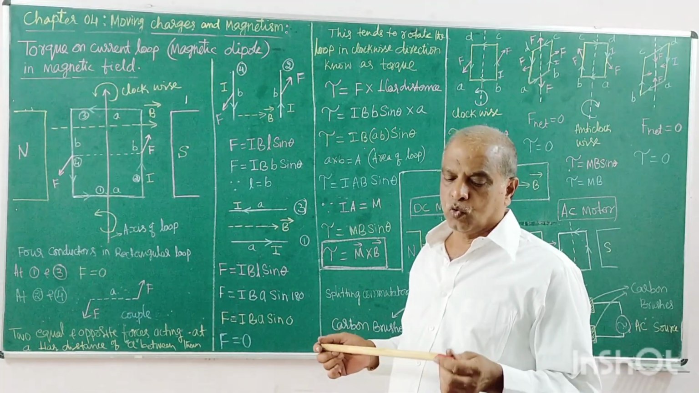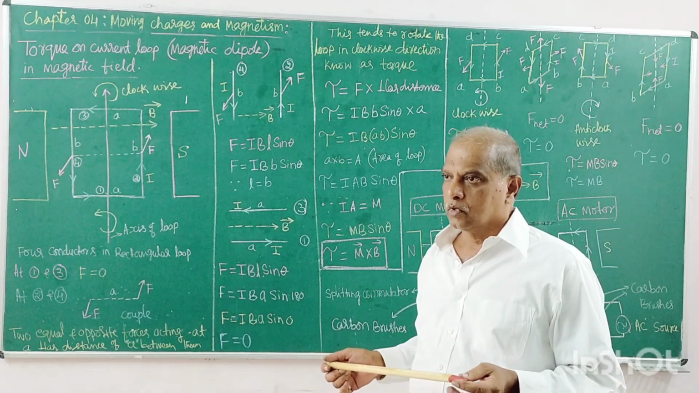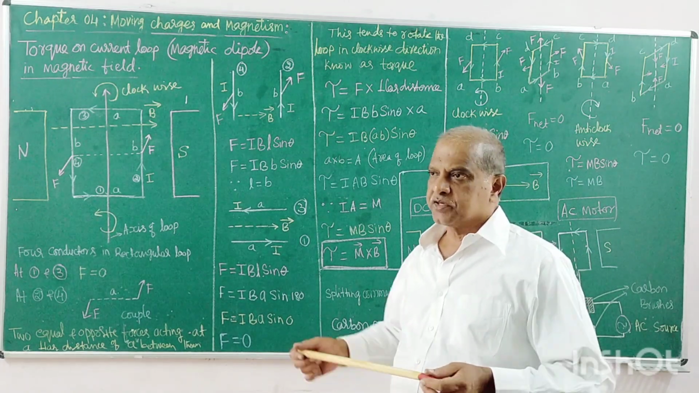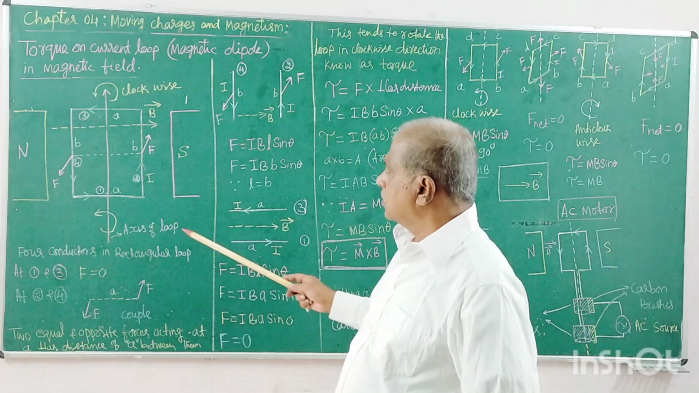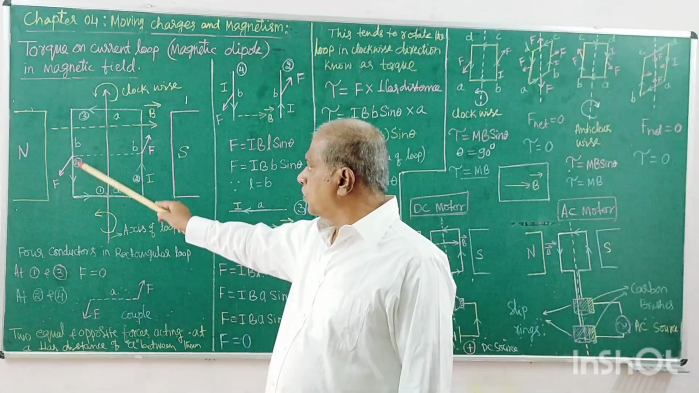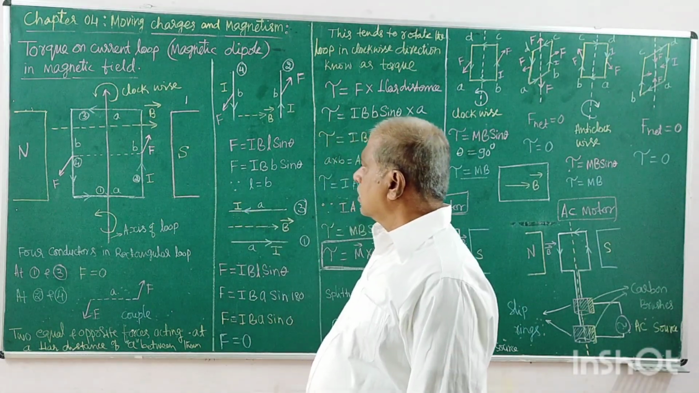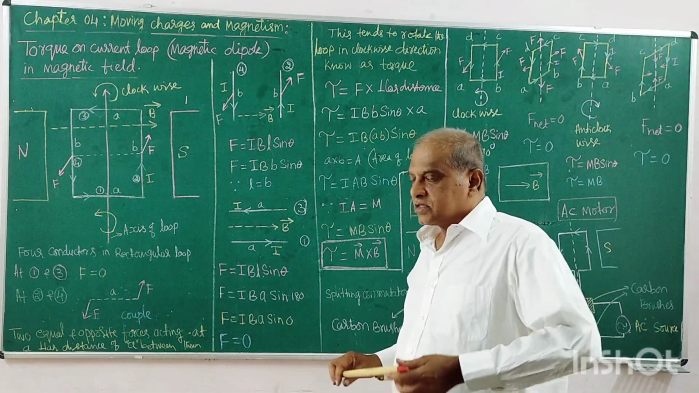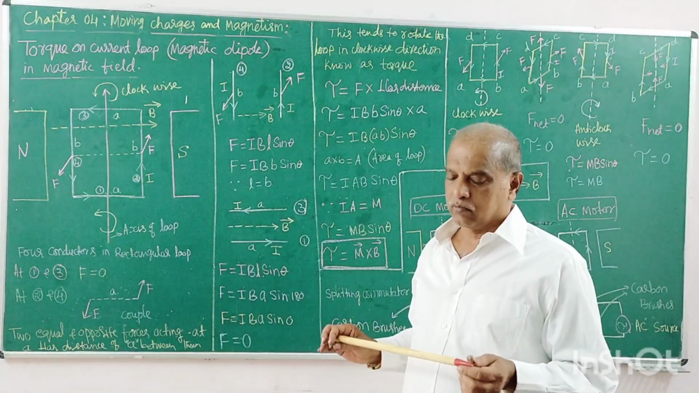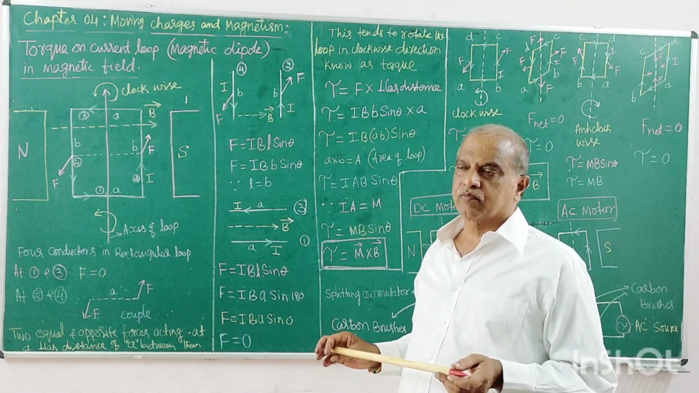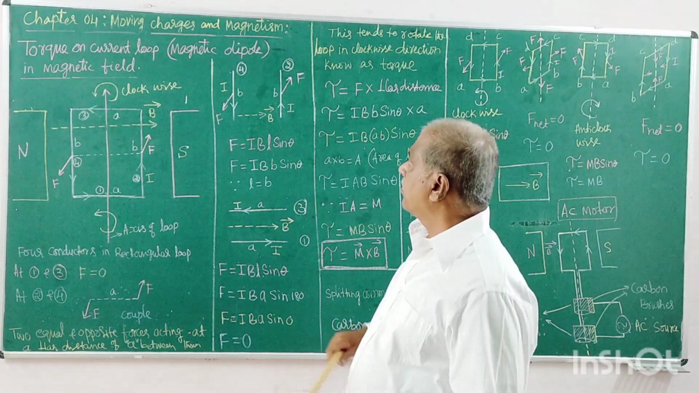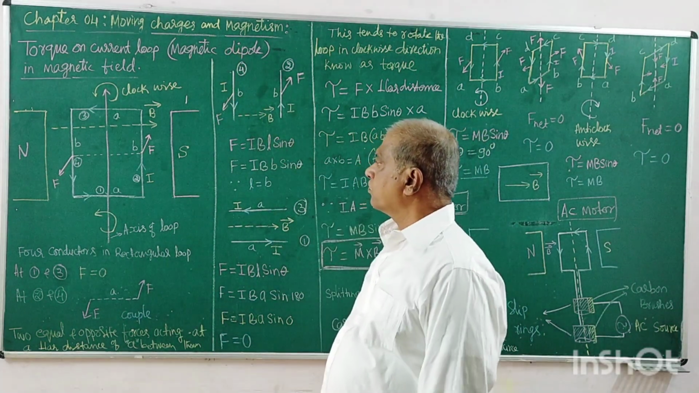This is a current carrying loop. It is rectangular in shape. This is the current carrying loop. It acts absolutely like a bar magnet or magnetic dipole.